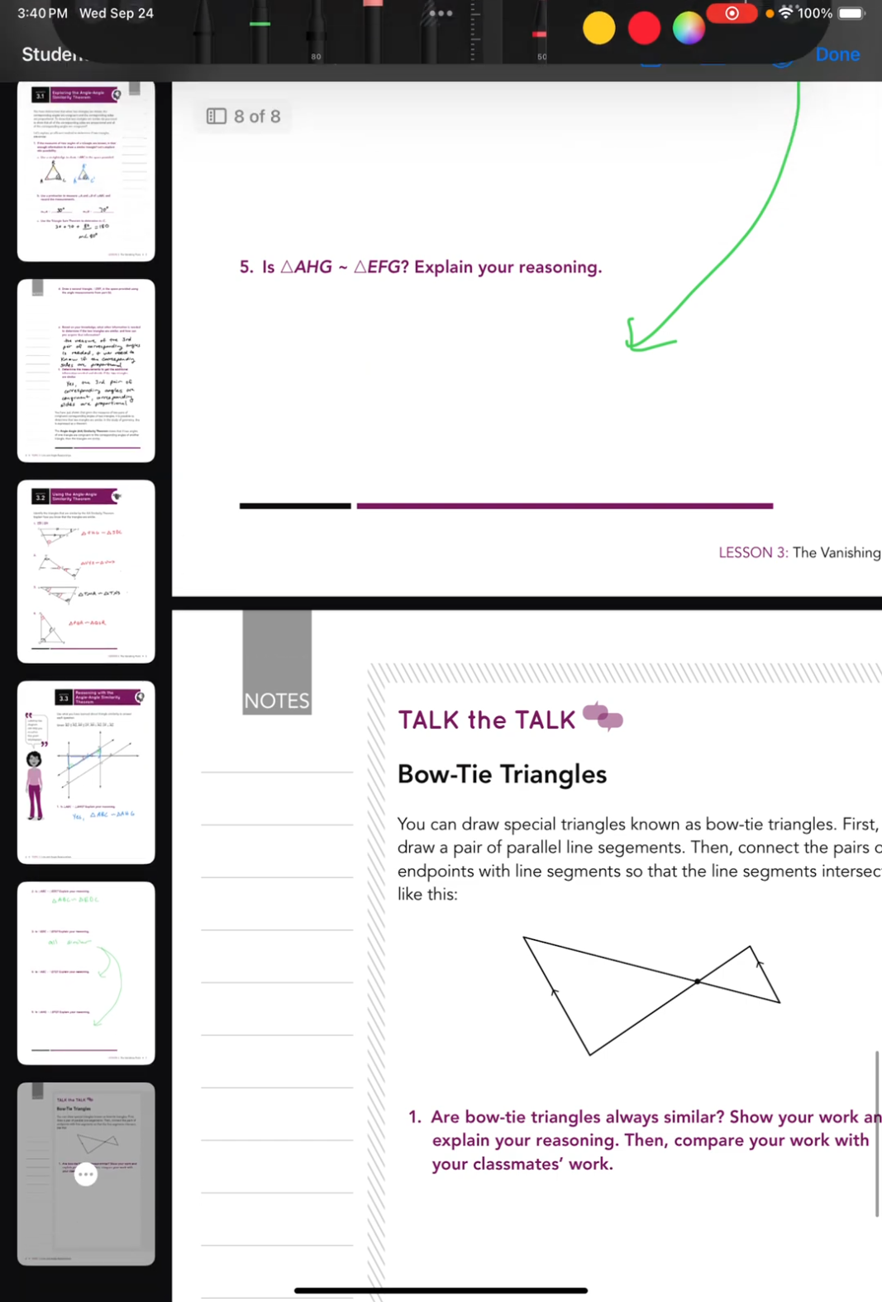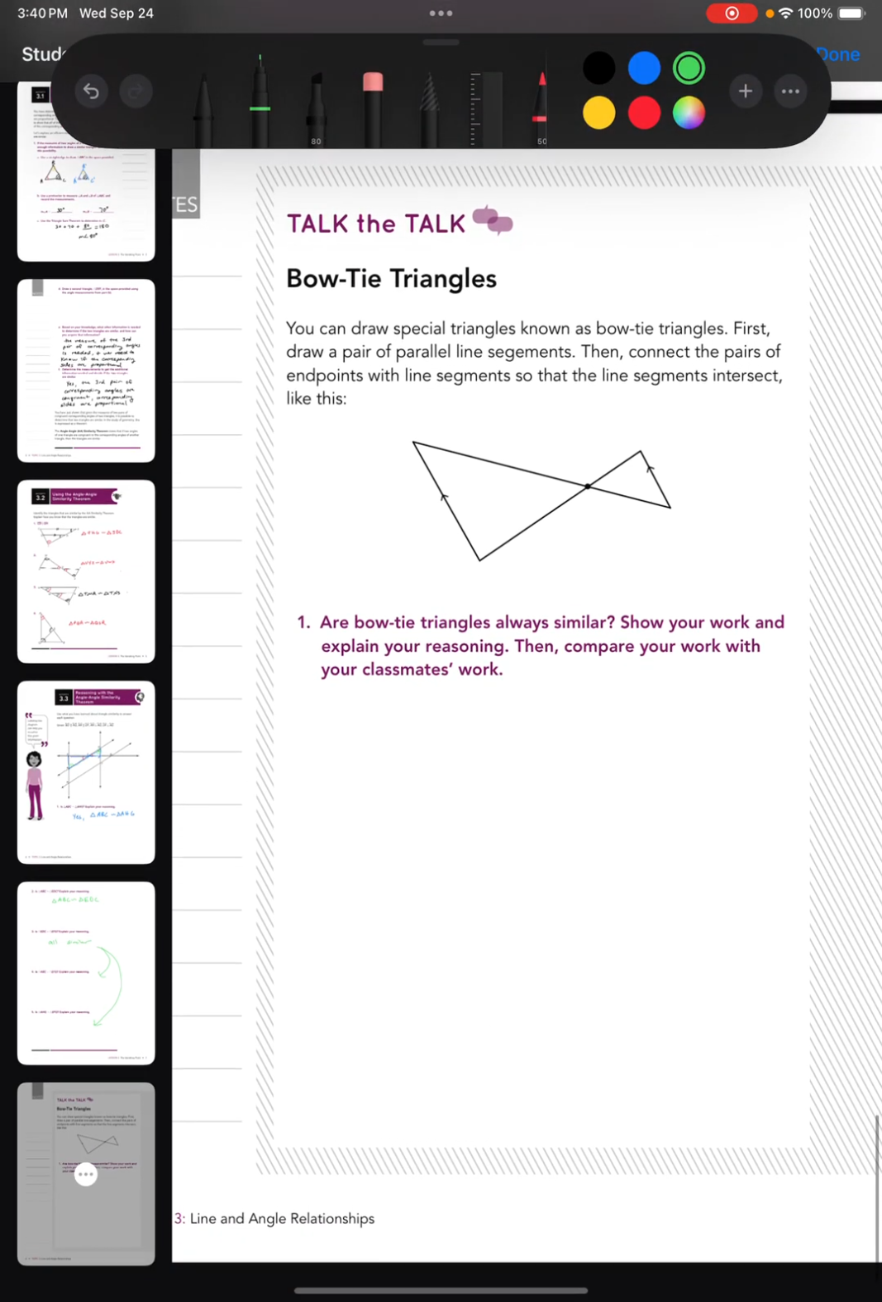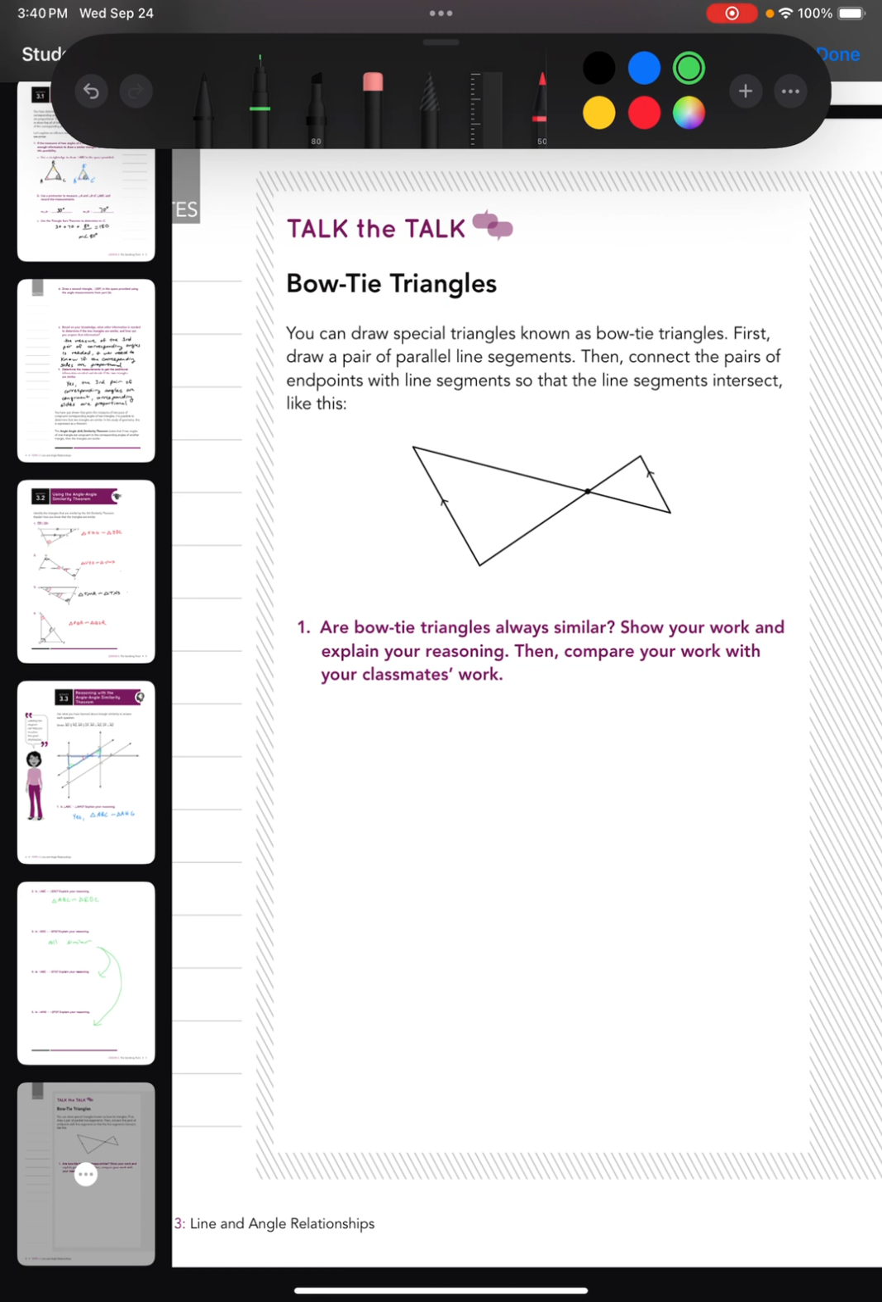All right, and wrapping up here at the end, talk the talk, bow tie triangles. Says you can draw special triangles known as bow tie triangles. First, draw a pair of parallel segments, as long as we know those lines are parallel. Then connect the pairs of endpoints with the line segments so that the line segments intersect like this. Are bow tie triangles always similar? And the answer is yes, they are, because they always have a pair of vertical angles, and because these are parallel to each other, we're creating alternate interior angles that are congruent to each other, and that alone gives us two angles that are congruent. So yes, they are always similar.